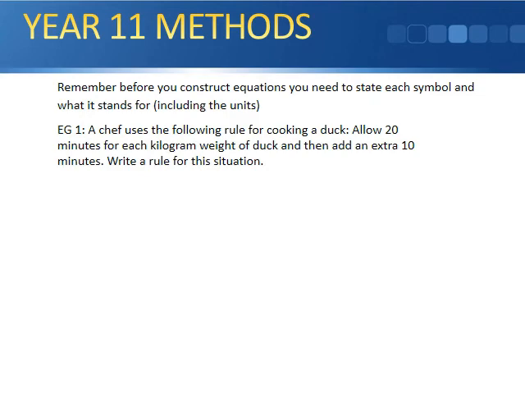So example 1 here, I have a chef who uses the following rule for cooking a duck. Allow 20 minutes for each kilogram weight of duck, and then add an extra 10 minutes. Write a rule for this situation. So we need to work out the kilograms of duck, or have a pronumeral for it. So let W equal weight of the duck in kilograms.